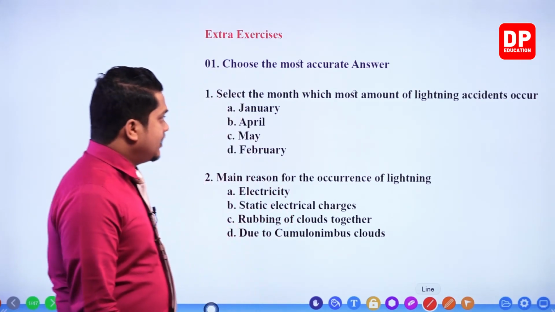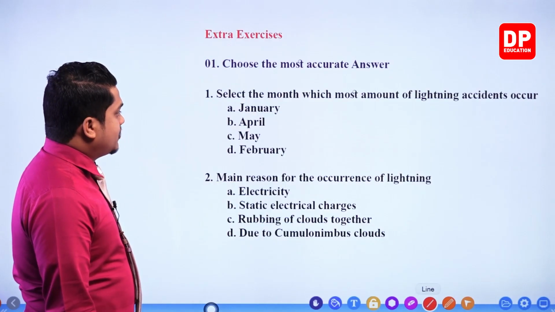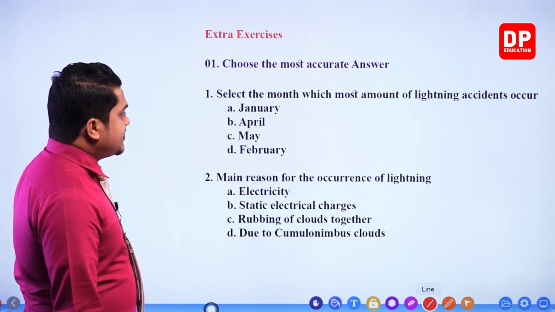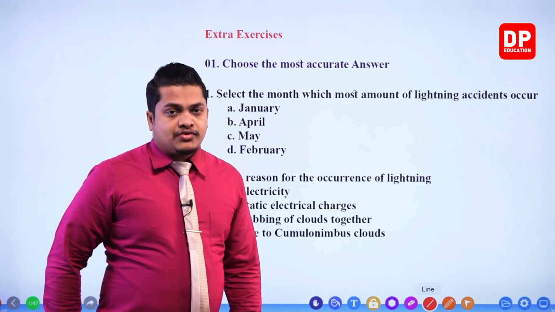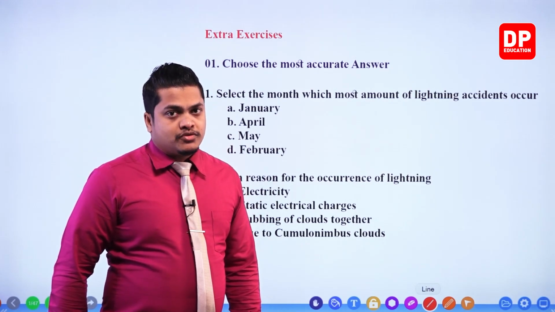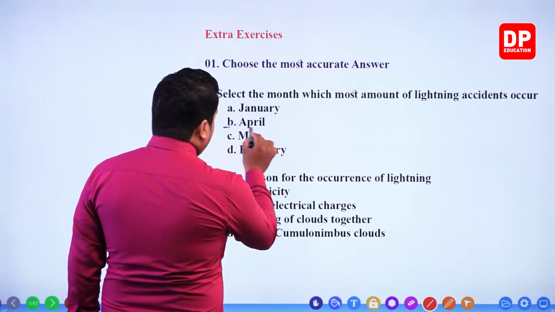So, let's see. Select the month in which the most lightning accidents occur. January, April, May, February. Very simple, my dear children. Usually lightning strikes occur during the convectional time period, right? Intermonsoonal time. So that means, my dear children, it should be April.